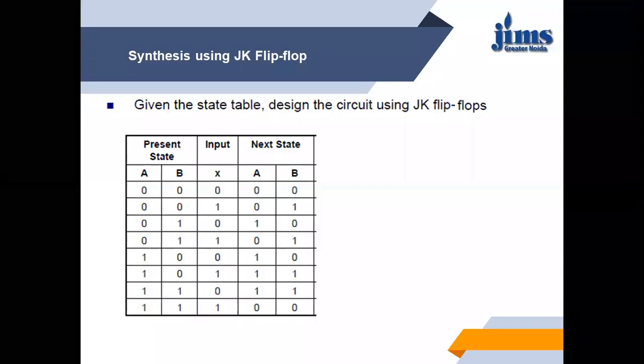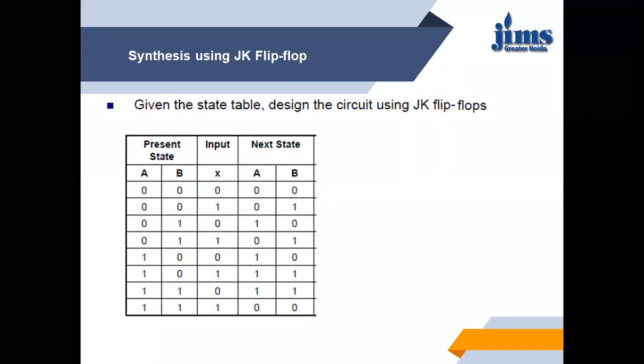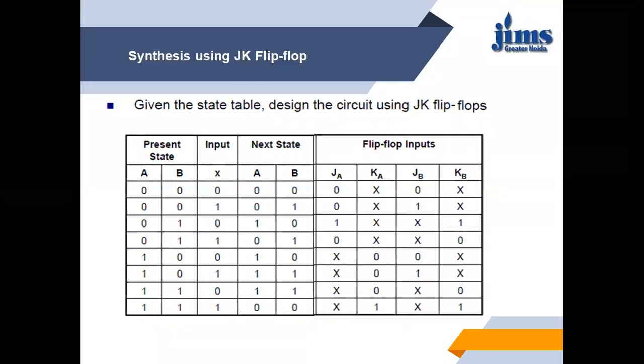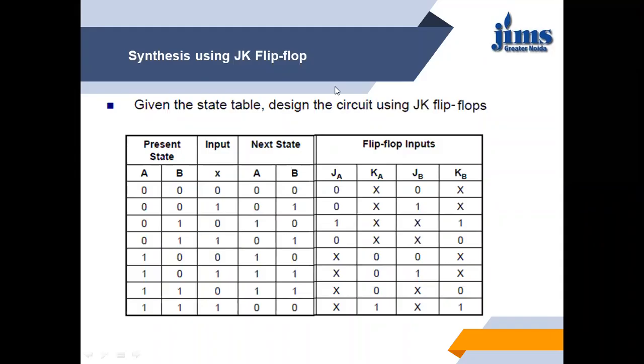With the help of the present state of A and the present state of B, we find the values of JA and KA using the excitation table, where we are provided with the present state and the next state, and we have to find the excitation inputs. With the present state A and next state A, we find JAKA, and with the present state B and the next state B, we find the excitation inputs for JBKB. So these are the excitation inputs. We did the same when we were designing the sequential counters.